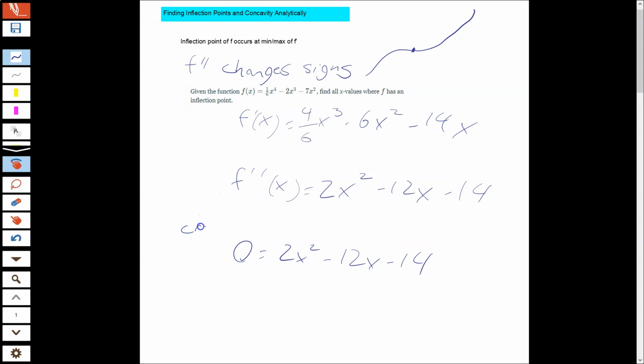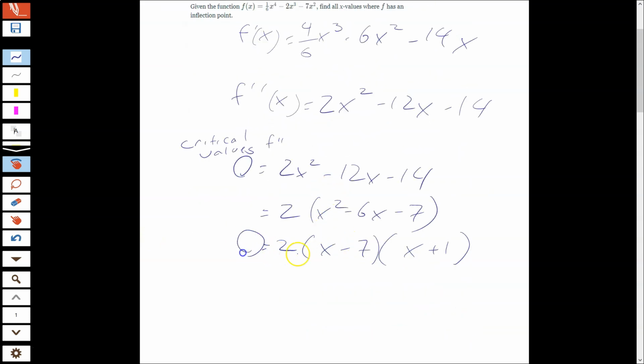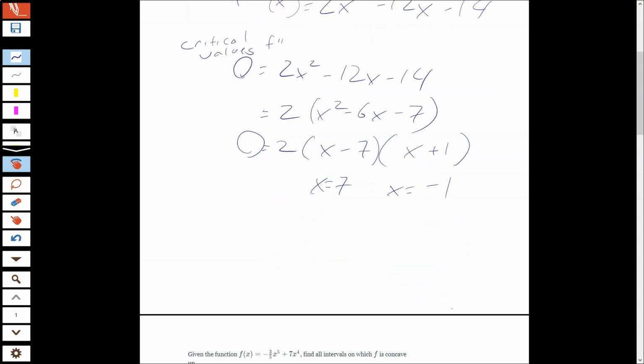So we're looking for critical values of f prime, or sorry, f double prime I should say. And then I factor. So this begins to look like previous lessons, right? And what do I get here? I get x minus 7 times x plus 1 equal to 0. And then of course I get x equals 7 and x equals negative 1 are my critical values. And then I'm going to draw a sign chart. And negative 1 is going to be to the left, 7 is going to be to the right.